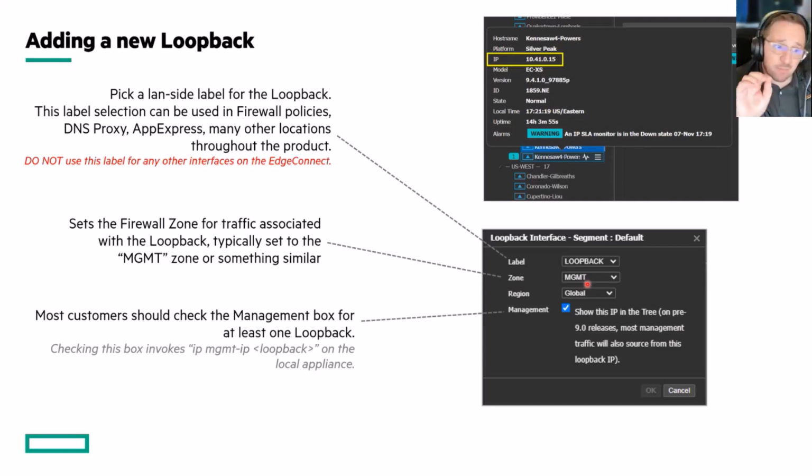Next, you've got this little management checkbox. This will cause the tree to show up with the IP address. That's essentially the IP for that Edge Connect. It's quite handy. You can just mouse over it. It also basically invokes the management IP command, whatever IP is assigned to that loopback, on the appliance. That comes with some considerations related to how management traffic is sourced and handled, but in almost all cases you want to check that box for the loopback itself. The earlier you do this in the deployment for the customer, the quicker you'll be able to tease out any problems that might exist.